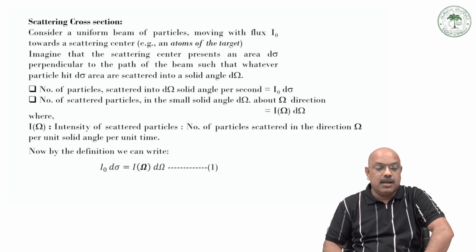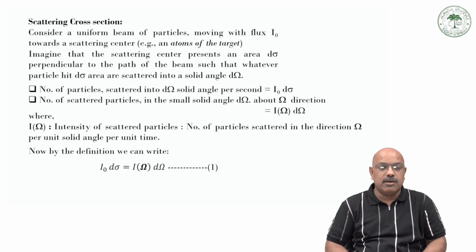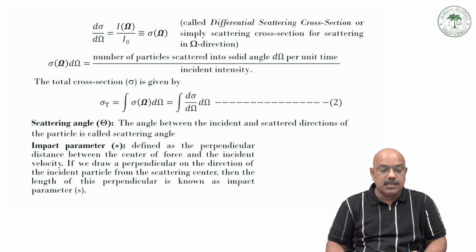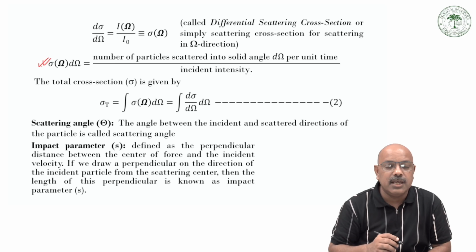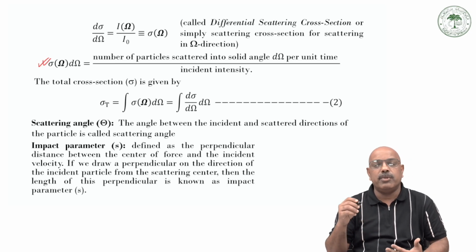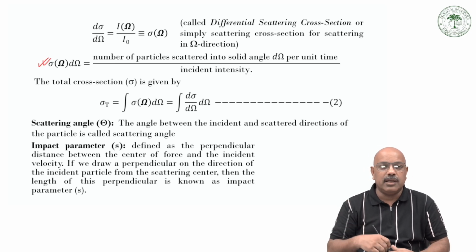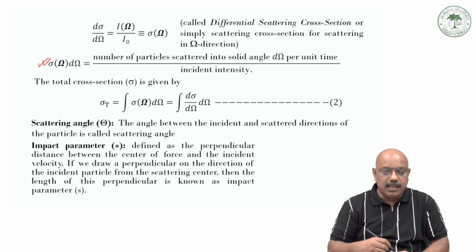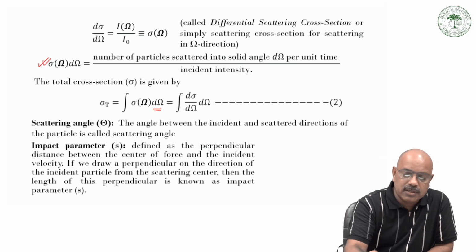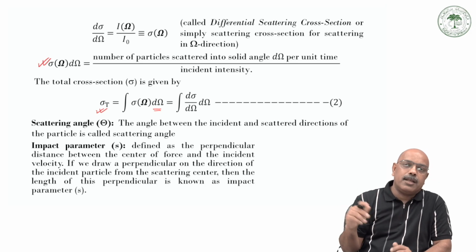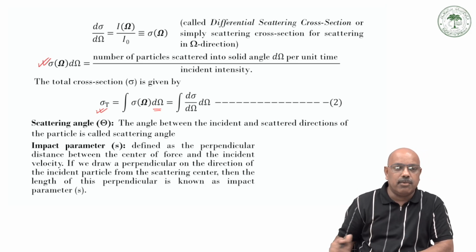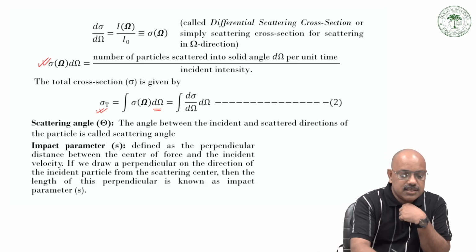Then we discussed the scattering cross section. We said it is the number of particles scattered into solid angle d omega per unit time, divided by the incident flux. If I integrate over this solid angle, it gives the total interaction cross section, which is an important quantity. The third thing is the scattering angle.